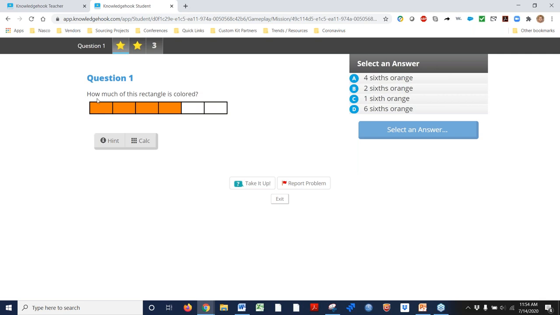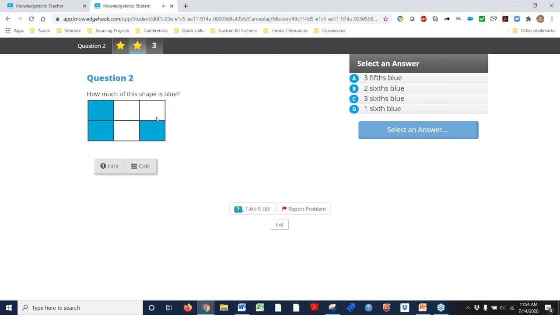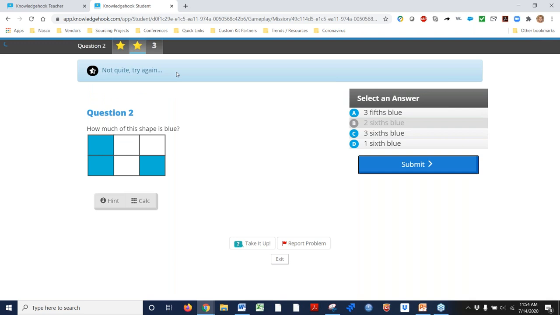So, how much of this rectangle is colored? We have 1, 2, 3, 4 out of 6. 4 out of 6, and then we'll say, oh yes, this is correct. Now if for instance we were to struggle with anything, how much of the shape is blue? Maybe we said it was 2 out of there. Well, no, not quite. Try again. What if 1 out of blue? You know what? Keep trying.